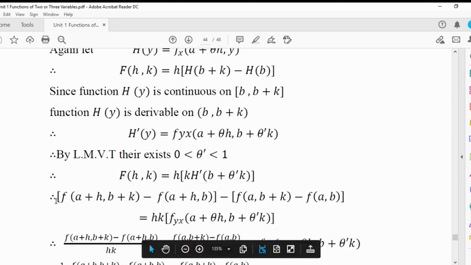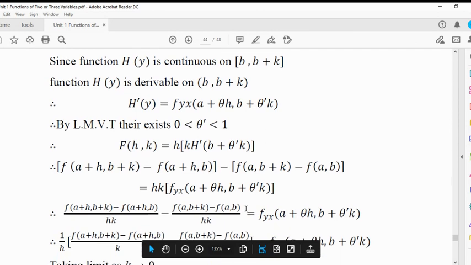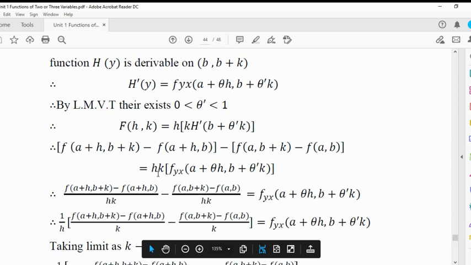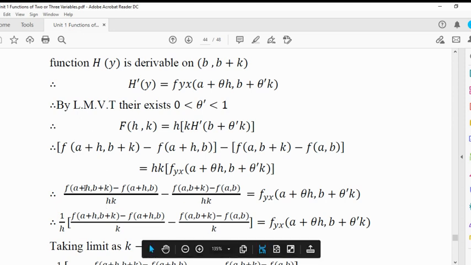So it becomes f of (a plus h, b plus k) minus f of (a plus h, b) minus f of (a, b plus k) plus f of (a, b) is equal to hk fyx of (a plus theta h, b plus theta dash k). Now take this hk to the left hand side; what is multiplied here gets divided. So we get [f of (a plus h, b plus k) minus f of (a plus h, b)] divided by hk minus [f of (a, b plus k) minus f of (a, b)] divided by hk. Here remains fyx of (a plus theta h, b plus theta dash k).